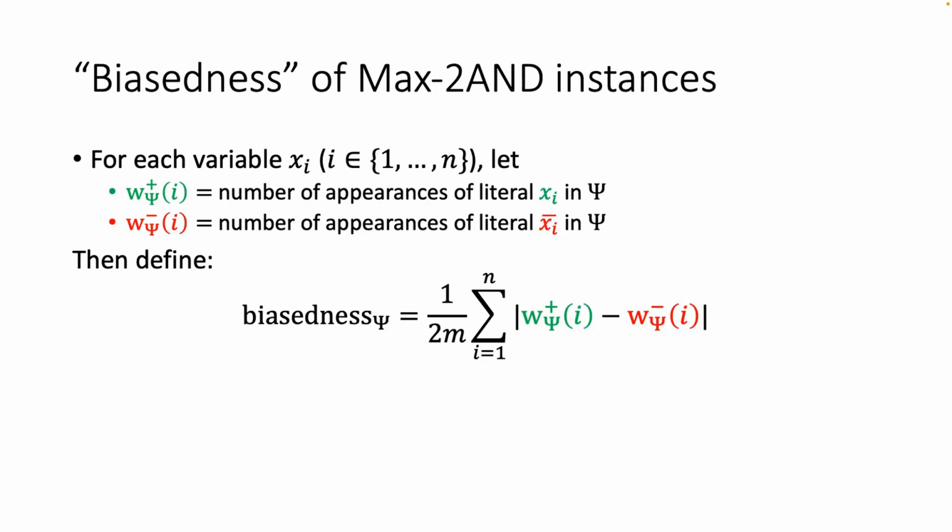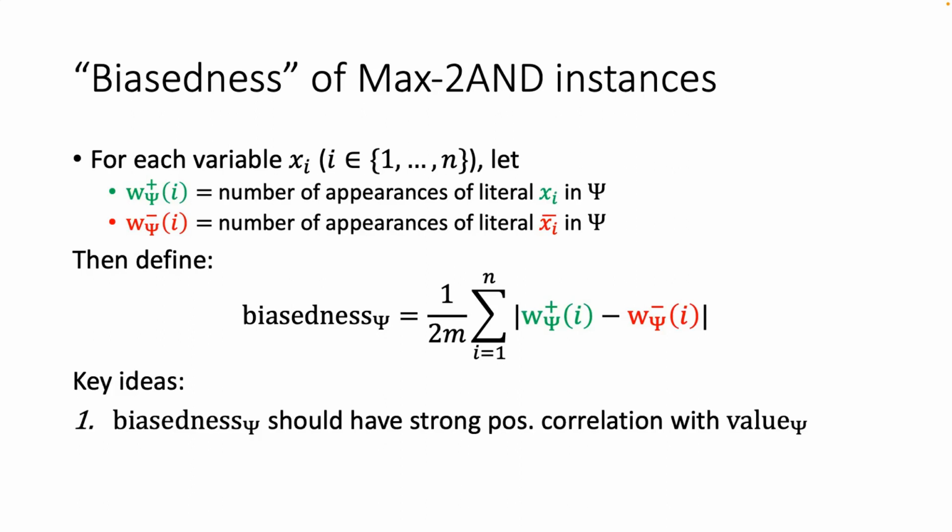The biasedness could also be 0, so this is a number between 0 and 1. If the biasedness is 0, that means that for every variable, it occurs equally often positively and negatively. That would suggest that no matter what your assignment is, it can't be very good, because let's say you assign a variable to 1, well, it occurred just as often with a negative sign over it. So you didn't satisfy any of those constraints where it had a negative sign. More generally, you can expect a positive correlation between the biasedness of an instance and the value of an instance.